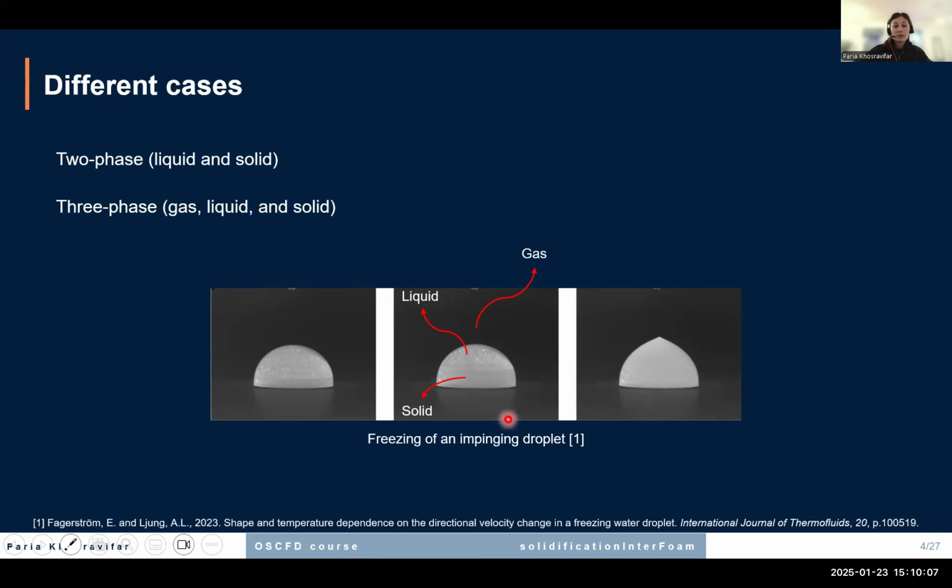In freezing droplets, the shape of the droplet will change after solidification, and we also have a volume expansion. It's better not to neglect the effect of the surrounding gas on the solidification, and in this case, we will have three phases. My PhD project is about freezing droplets. So I ended up with this project of implementing solidification in a solver in OpenFOAM to consider these three phases at the same time.